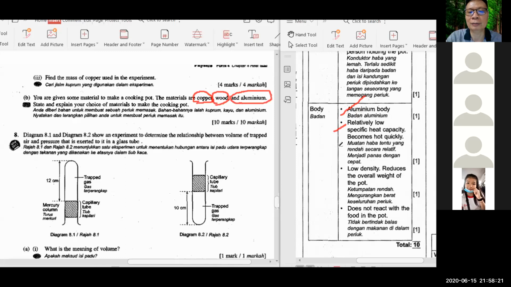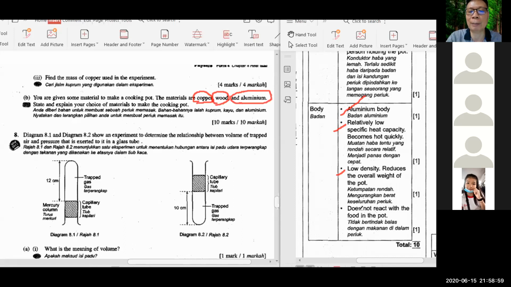Okay, 1 more point here. And low density. Aluminum is lighter. Low density reduces the overall weight of the pot. We only want the pot bottom heavy, but overall we don't want it to be too heavy. Then the lady will find it very hard to carry, correct? Not to cook. Understand? So we want bottom heavy, put copper, but the body we want it light, so use aluminum lah. You know the aluminum foil, right? It's a very light one. Okay, reduces the overall weight.